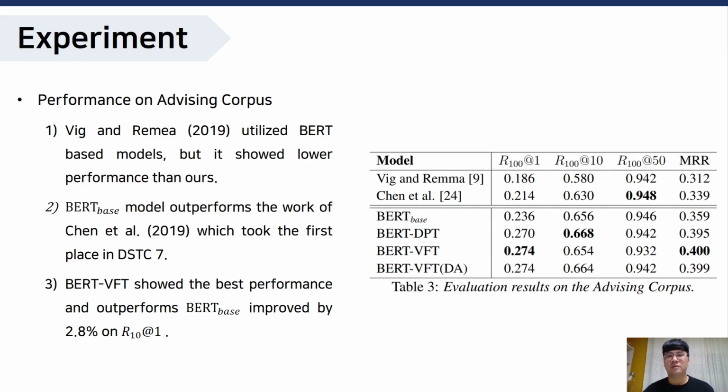The first place of the challenge was the work conducted by Chen et al. BERT-VFT outperforms it by 6% in terms of R_10@1. Domain post-training shows its effectiveness on the Advising corpus as well, leading to 3.4% higher results in terms of R_10@1 compared to the BERT baseline.